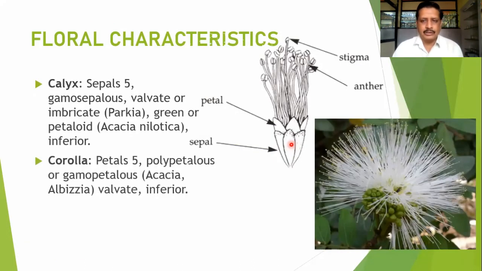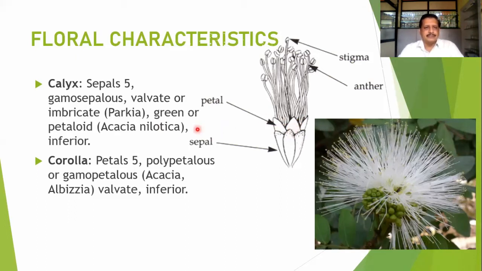The calyx and corolla in the family. You can observe here calyx are mostly sepals. They are 5 in number. It is mostly fused. Gamosepalous condition can easily be observed here. Here you can find the petals and sepals. They are normally valvate to imbricate. Imbricate type of aestivation is found in the Parkia genus. Whereas in other genera we can find most of the time it is the valvate type of aestivation. Petals, they are mostly creamish or whitish in color.